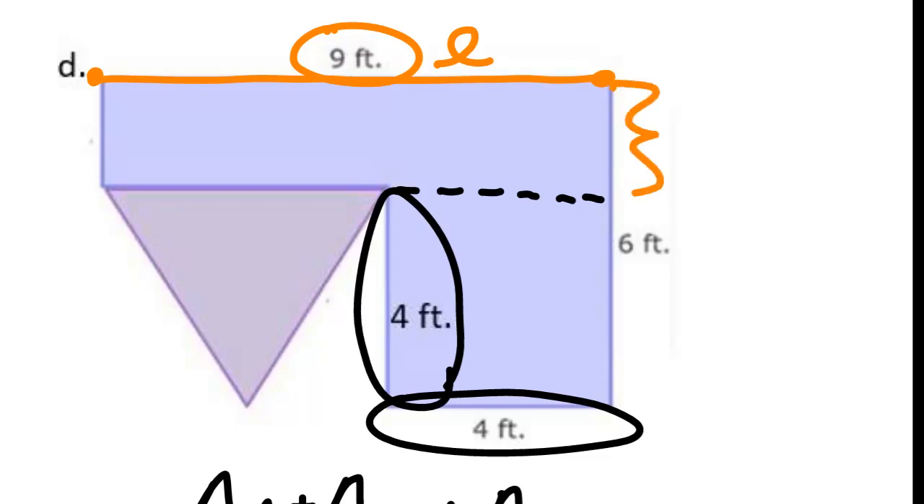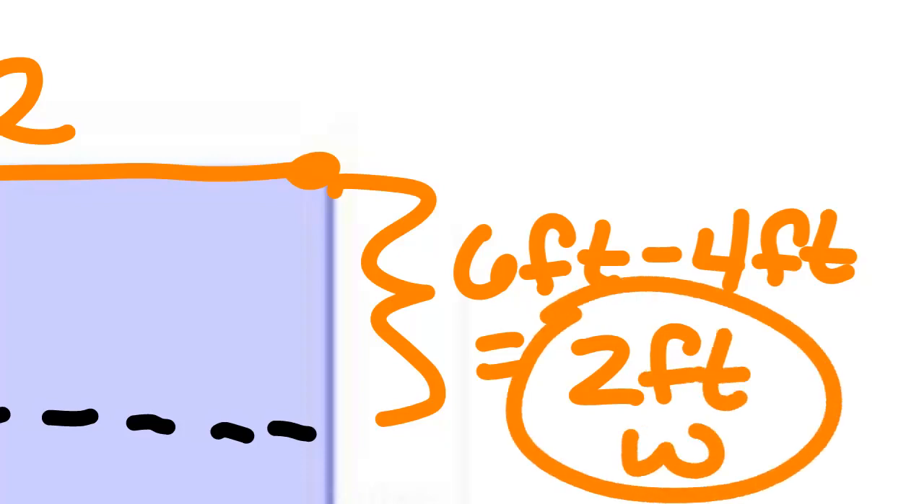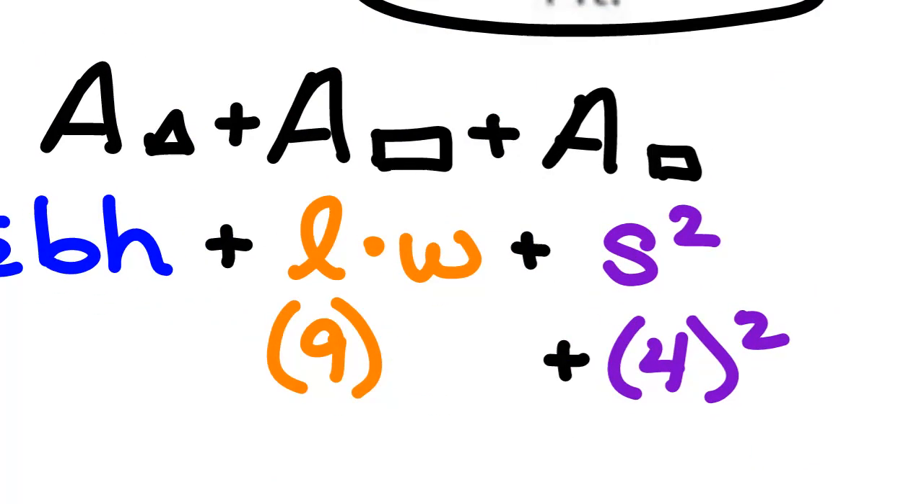You're absolutely correct. 6 subtracted by 4. We're told that the length of this entire side is 6, but from here to here is 4. So we do 6 feet minus 4 feet. So 2 feet for my width. So 9 times 2 for my rectangle there.